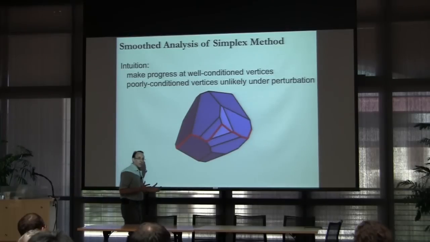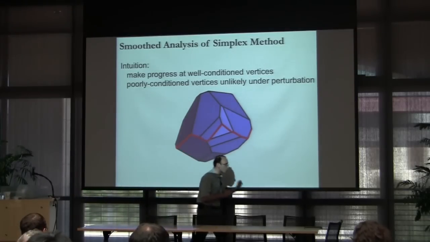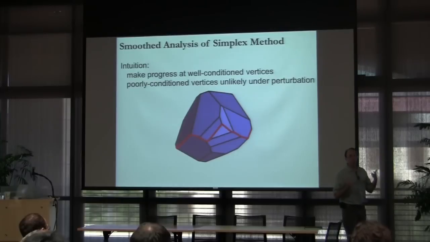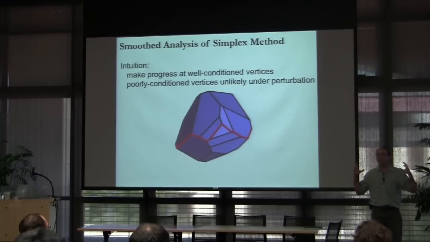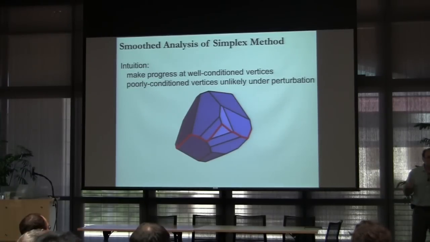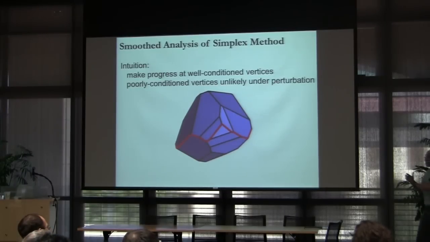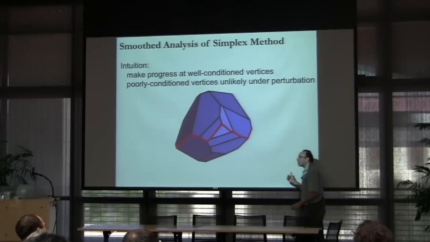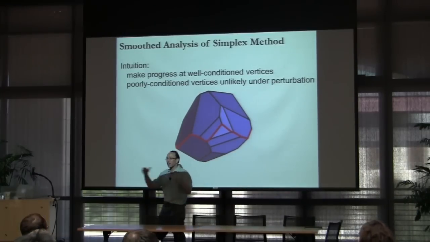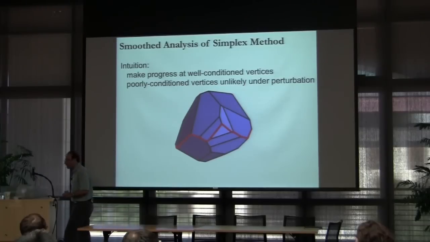Our intuition was that as the simplex method traverses a corner, some corners are sort of good. There are some corners of the polytope at which you can make a lot of progress. Those are generally the ones for which the linear equations defining them are well conditioned, meaning the angle there is not too flat. When the angle's not too flat, we thought we'd make a lot of progress. But ill-conditioned corners are very unstable and tend to zip off and not appear in your polytope. So under perturbation, we thought you shouldn't get too many of these nasty ill-conditioned corners. That didn't lead to a proof.